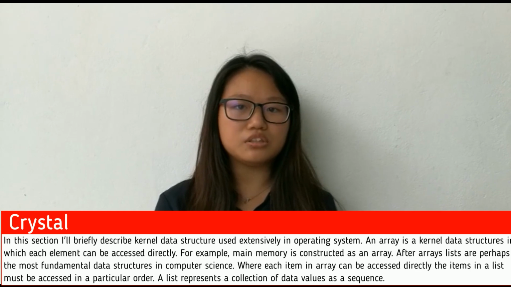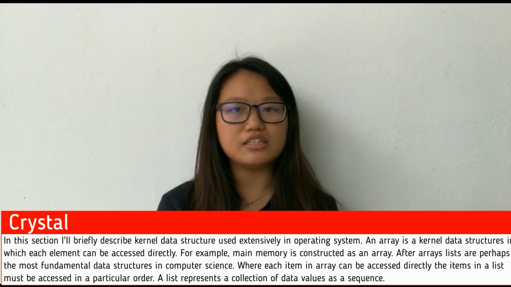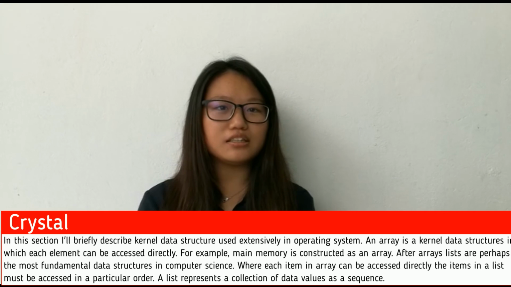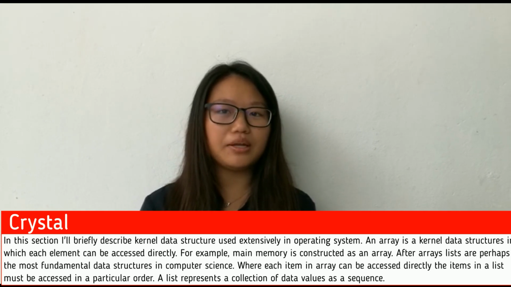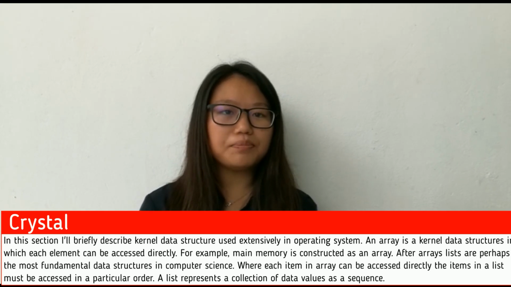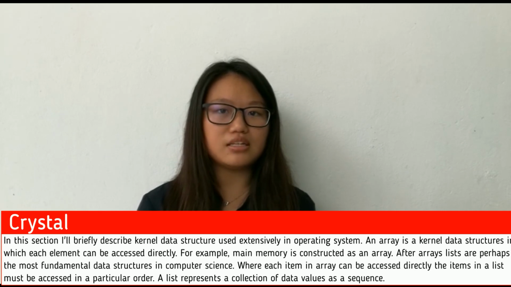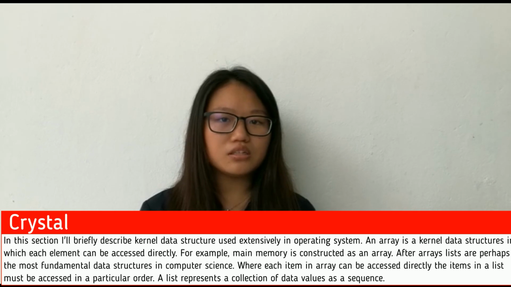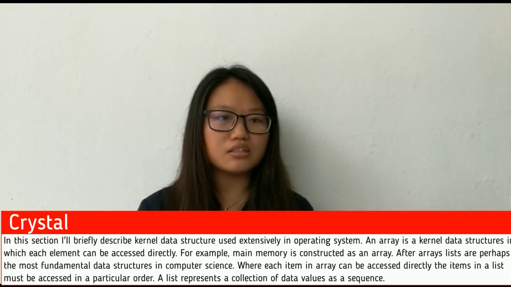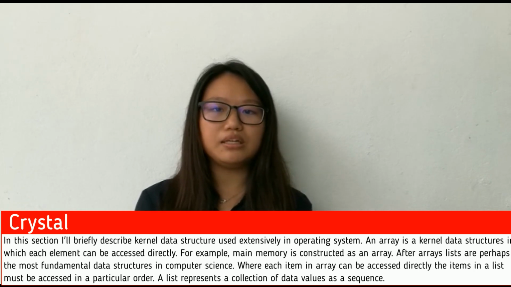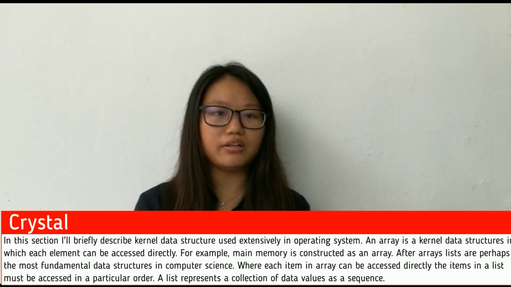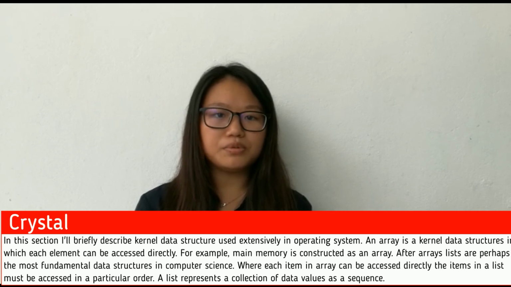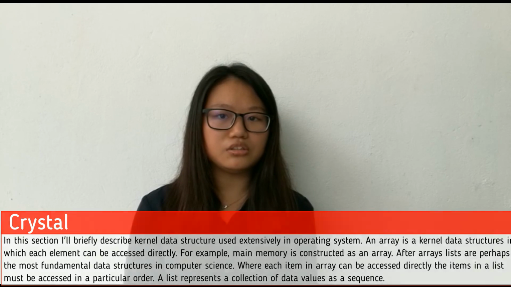Kernel data structures are used extensively in operating systems. An array is a kernel data structure in which each element can be accessed directly. For example, main memory is constructed as an array. After arrays, lists are perhaps the most fundamental data structures in computer science. Where each item in an array can be accessed directly, the items in a list must be accessed in a particular order. A list represents a collection of data values as a sequence.